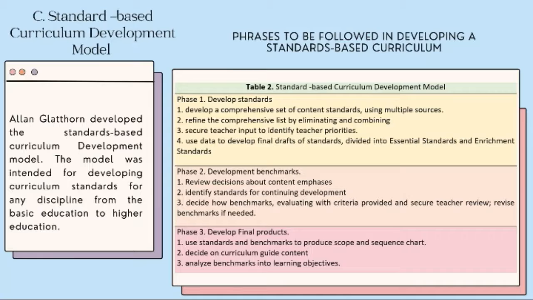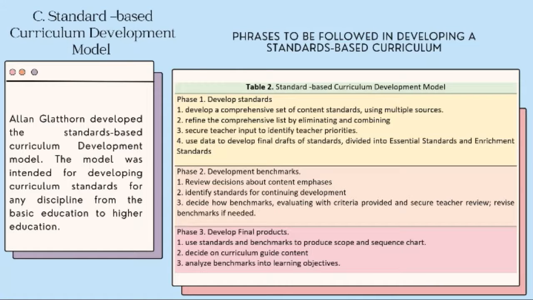There are instances in developing standards where we need to consider how the teachers are able to implement the curriculum, or how they see a curriculum should be implemented for the next school year or next academic period. Because they are the ones implementing the curriculum, they observe, they see, and they have so much to say about the content standards. And lastly, use data to develop final drafts of standards. Data or ideas can be coming from the first 3 steps that we discussed, divided into essential standards and enrichment standards. Basically, the essential standards are required and the enrichment standards are there if we need enrichment of learning for our students. So that is the first phase, which is develop standards.